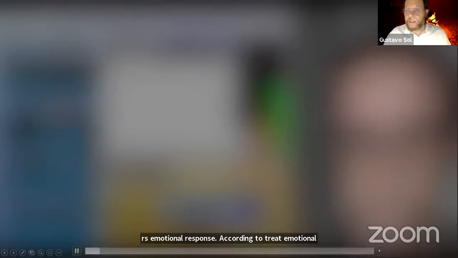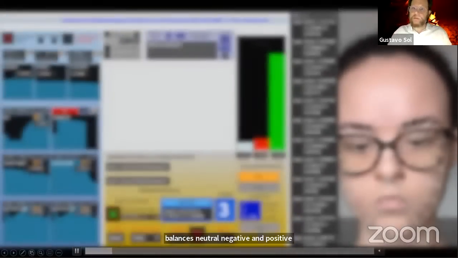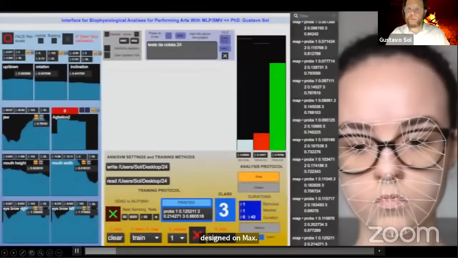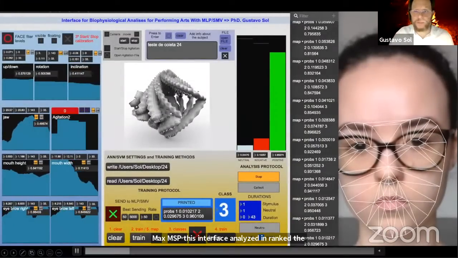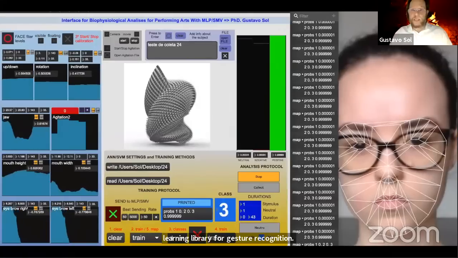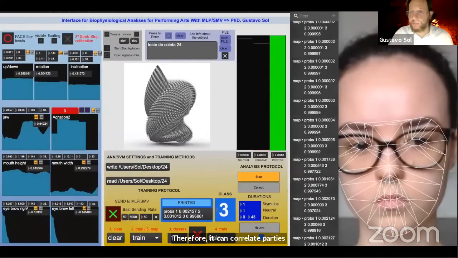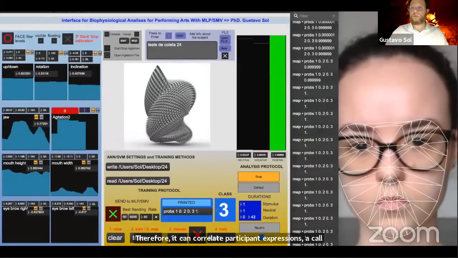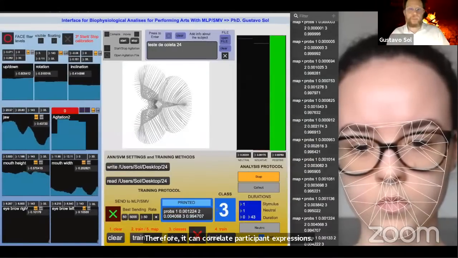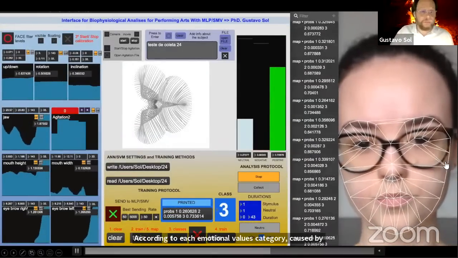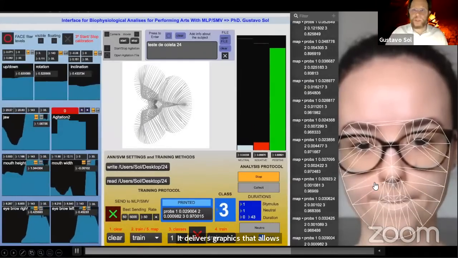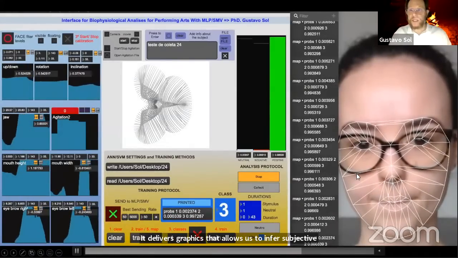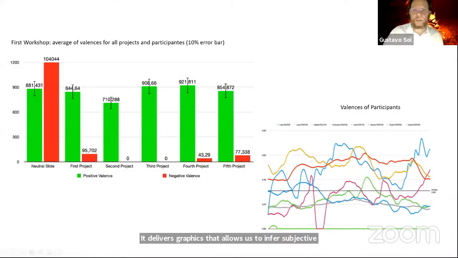Designed on MSP, this interface analyzed and ranked the participants' facial expressions using the machine learning library for gesture recognition. Therefore, it can correlate participant expressions according to each emotional valence category caused by each project using their video selves. It delivers graphics that allow us to infer subjective relations, correlating that 7-minute presentation to the intensity of the valences to time.